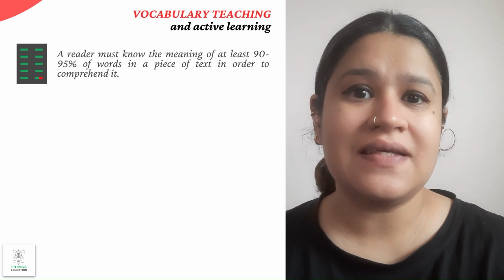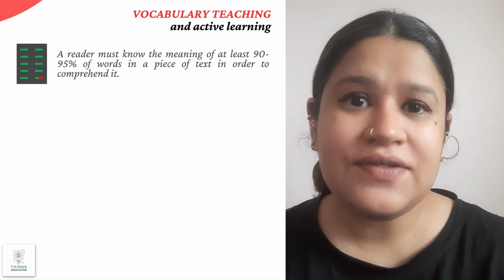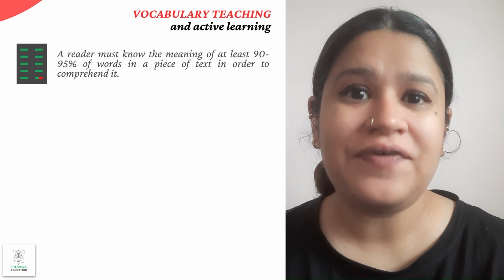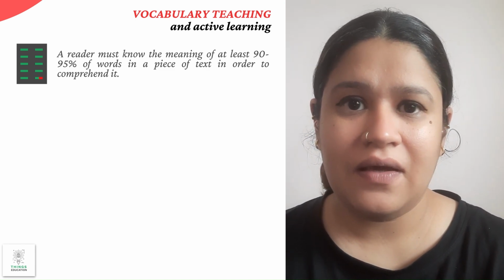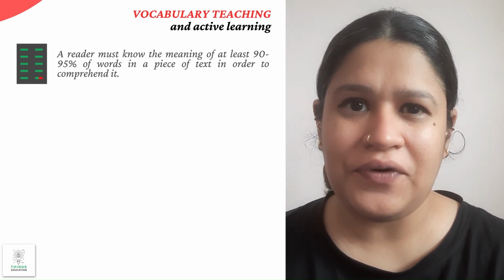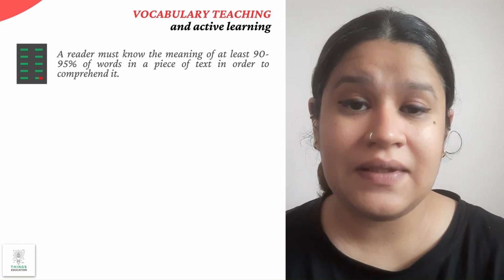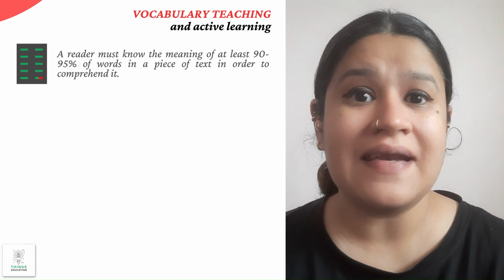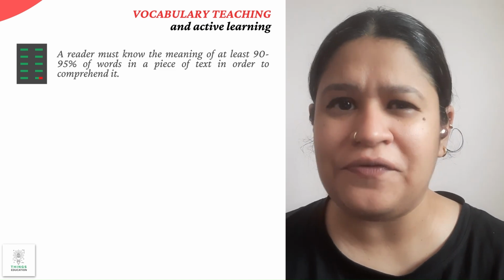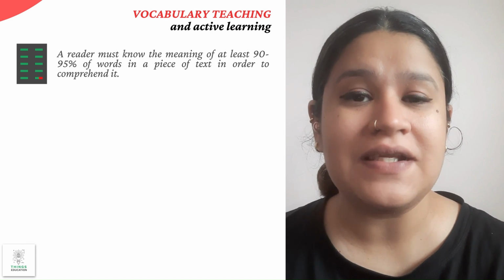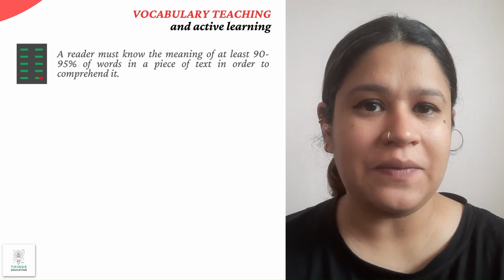So there are many studies that have shown that any reader, whether you're young or you're old, needs to know at least 90 to 95% of words in any text for them to comprehend it completely. This means that if a story for a kindergarten student or a grade 1 student is about 100 words long, that student should know at least 90 to 95 words in that text and be unfamiliar with only about 5 to 6 words in order for comprehension to take place. So, spending time on teaching vocabulary is extremely important.